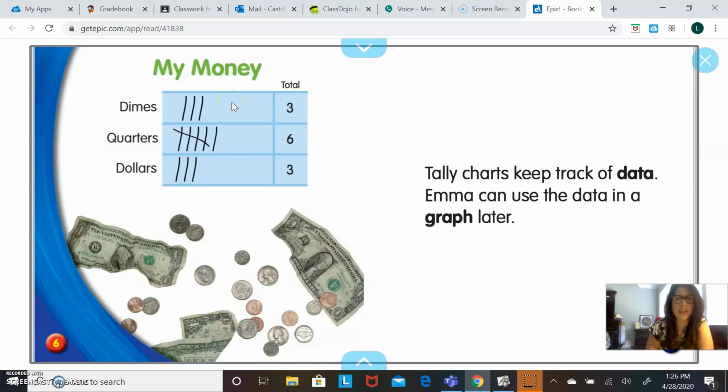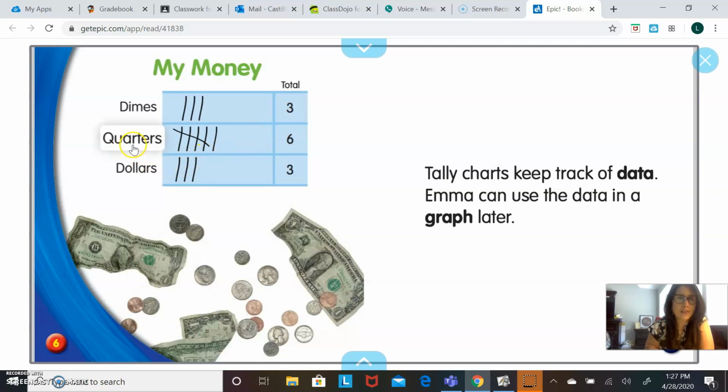So if we're taking a look here, Emma has some money in her piggy bank, this is her money. We can count the money, or we can just simply look at the chart to help us tell how much she has. And really, it's not even how much, it's how many dimes does she have, how many quarters does she have, how many dollars. Each one of these tallies represents one. So we show here 1, 2, 3. We have 3 tally marks here, which matches the total here.